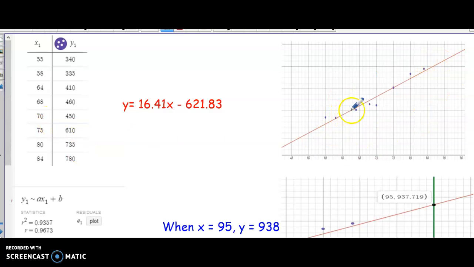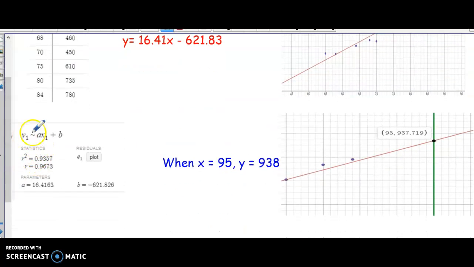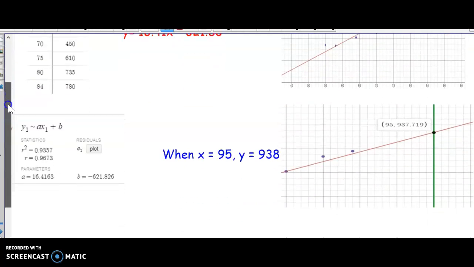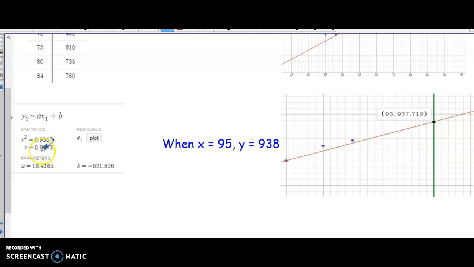Okay? So once I've plugged all of that in, I look at my information down here. Again, this is my linear equation. Remember to use your sub 1s for Y's and X's, and I have my tilde mark. So I have all of that information in. This is a 96.73 match, pretty good match. My A value is 16, my B value is negative 621.